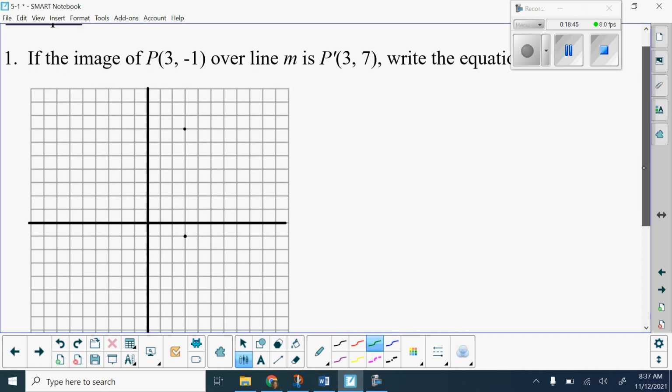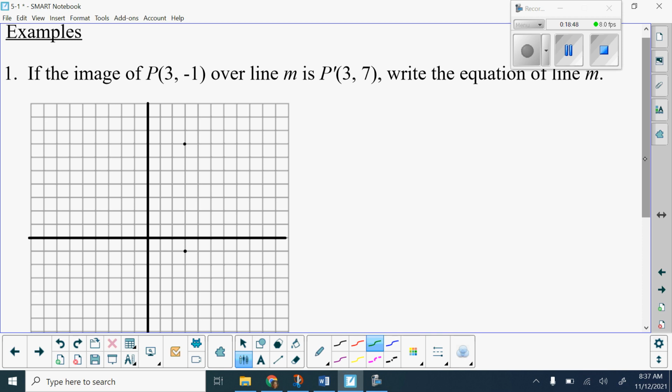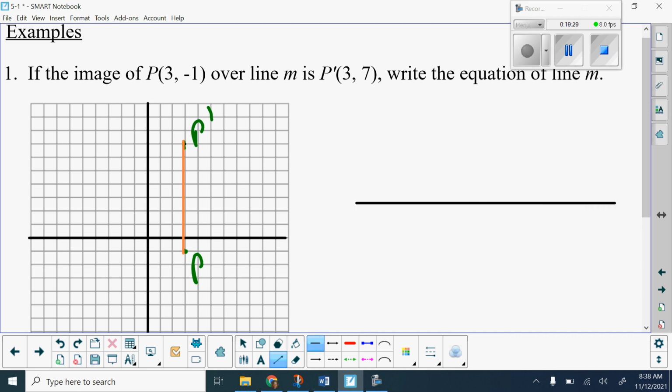All right, 2 more examples here. If the image of P, 3, negative 1, over line M is P prime, 3, 7, write the equation of line M. In other words, write the equation for the line of reflection. So here I have P, and here's P prime. The line of reflection needs to be the perpendicular bisector of the segment connecting them. So in this case, because they're vertical, the segment's vertical, that means our line of reflection is going to be horizontal.